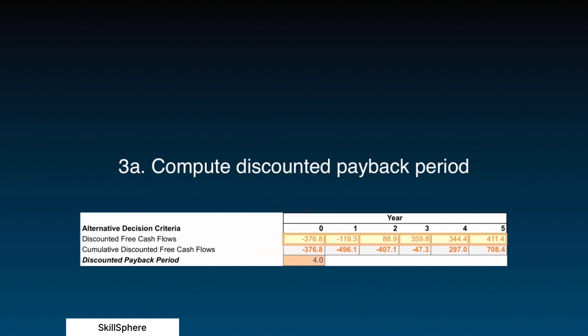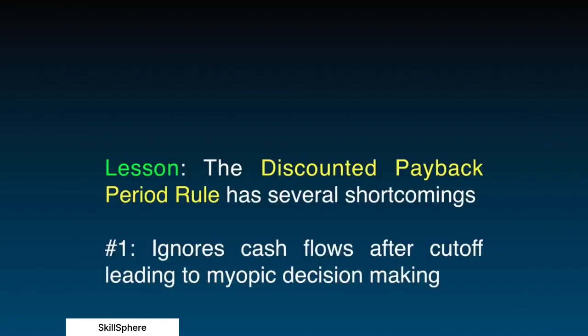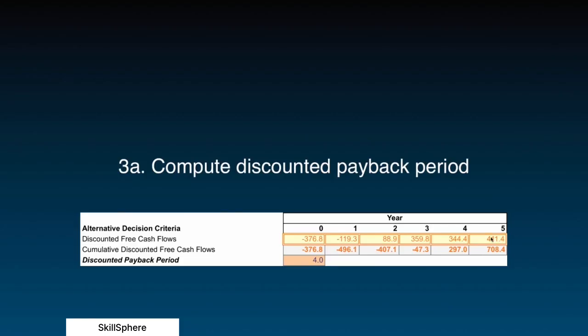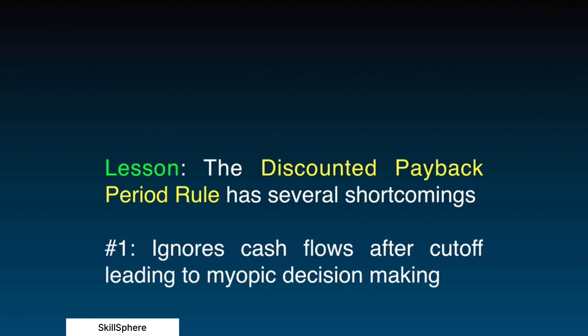But even using the discounted payback period, this rule has a number of shortcomings. For example, it ignores cash flows after the cutoff, and that's going to lead to myopic decision making. Let me go back a slide. What if this cash flow in year 5 was $20 billion? Well, $20,114 million. It would be a shame to ignore that cash flow and its implications. So by ignoring those cash flows, you get myopic decision making.